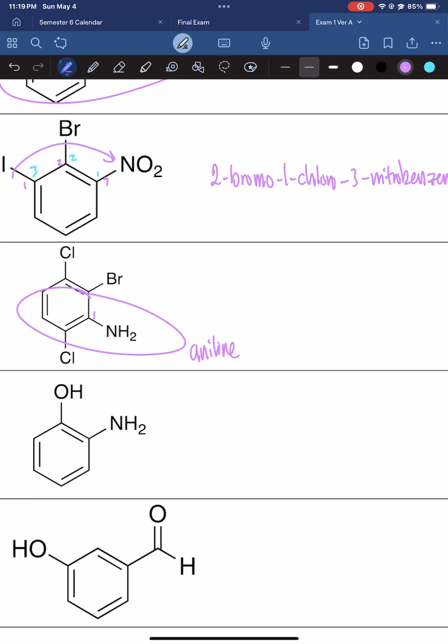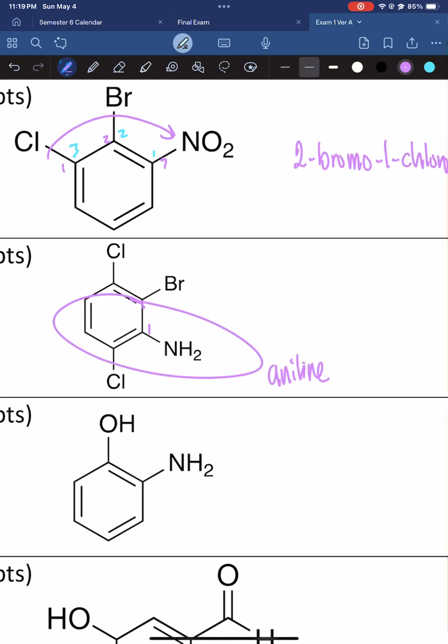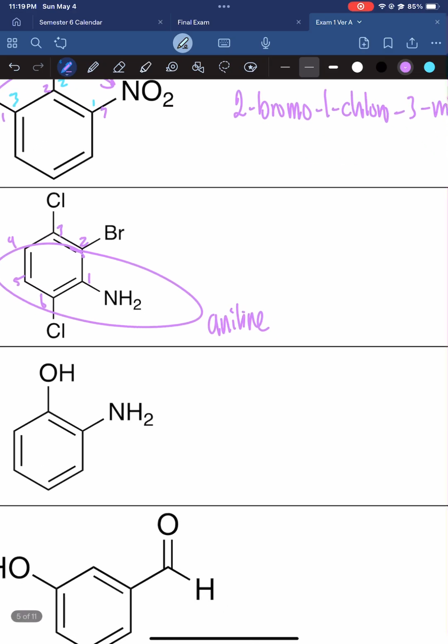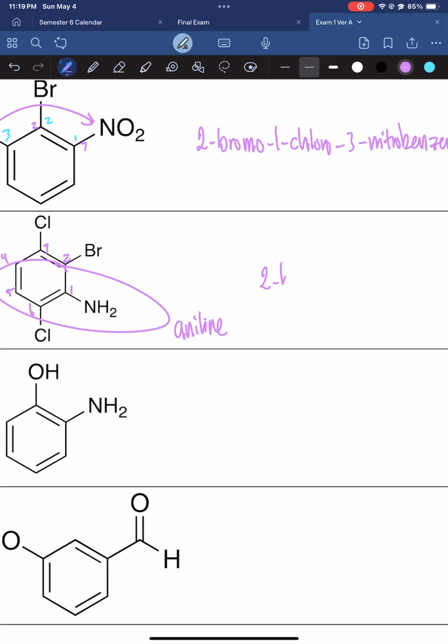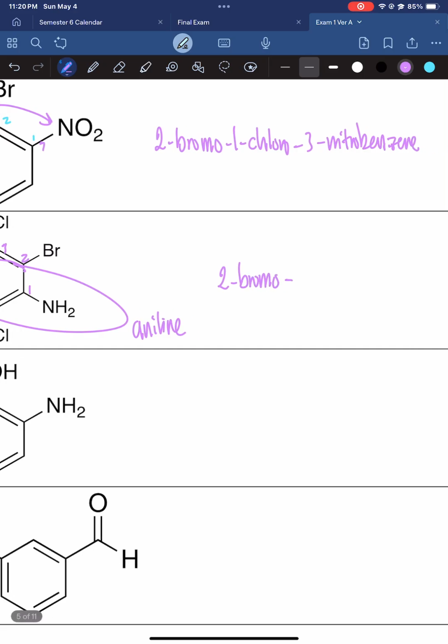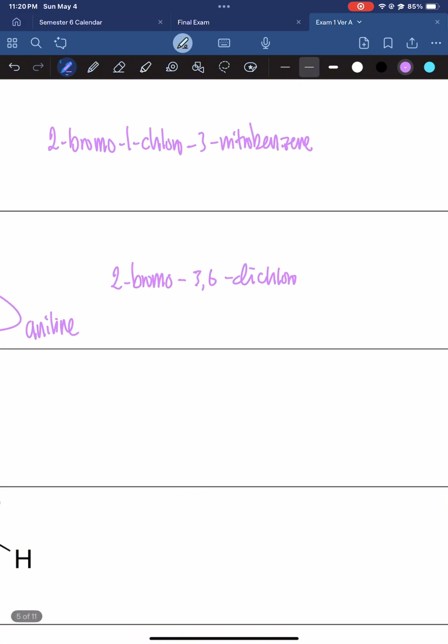We want the lowest number order, so we're going to go this way: 2, 3, 4, 5, and 6. So now let's start the naming. We're going to go alphabetically. 2-bromo. And we have 2 chlorines, so we need to add a di in there as well. 3,6-dichloro, and then aniline.